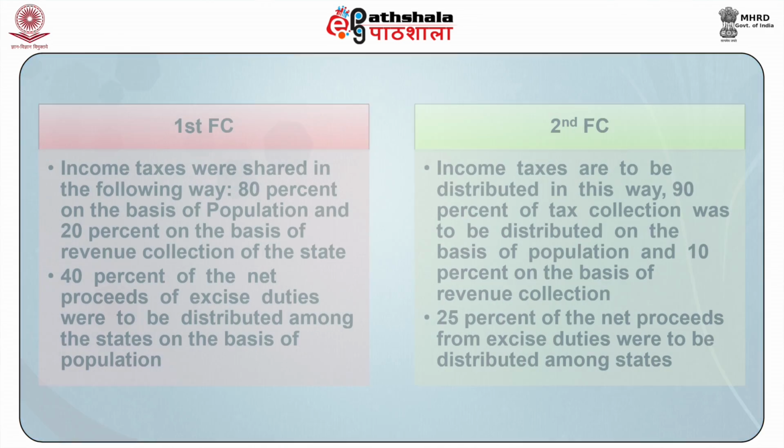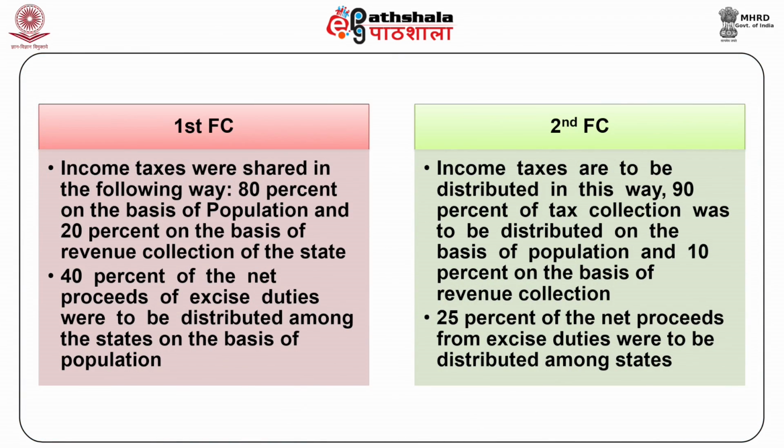In analyzing the intergovernmental transfer mechanism in India, it is very important to know that various Finance Commissions have taken measures on the basis of a few criteria. First FC: income taxes were shared in the following way: 80% on the basis of population and 20% on the basis of revenue collection of the state. 40% of the net proceeds of excise duties were to be distributed among the states on the basis of population.